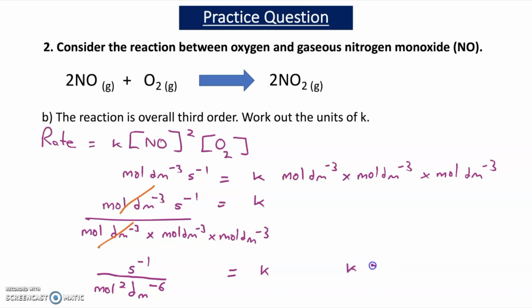Now we must write this on the same line. So K is equal to moles to the minus 2 dm to the 6 s to the minus 1. And that would be the units for a third order reaction.